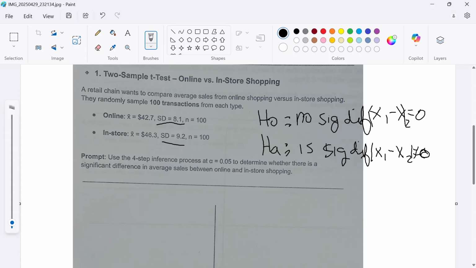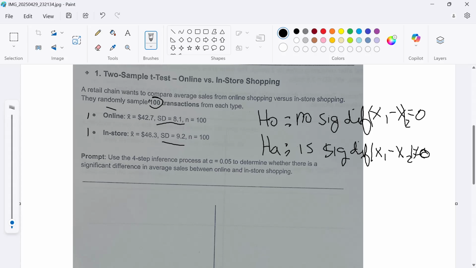Okay, so let's see. It's a random sample, good. It's got 100 transactions, and there are two different things going on there, two different samples. So it is a two-sample t-test.